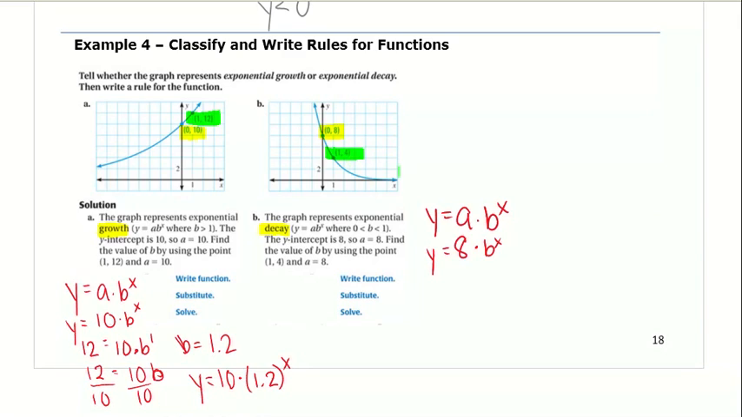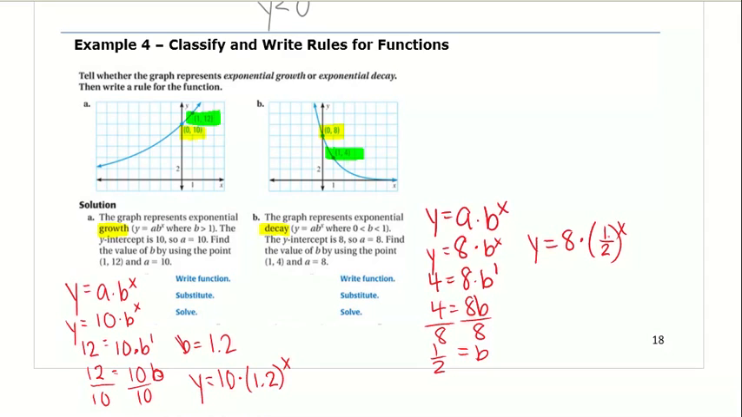So the y is 4. The x is 1. So it's 4 equals 8b. Divide by 8, and b equals 1/2, or b equals 0.5. Which makes sense because we said if the b is between 0 and 1, that's going to be a decay function. Putting it together, we're going to have y equals, starting value is 8, times 1/2 raised to the power of x.